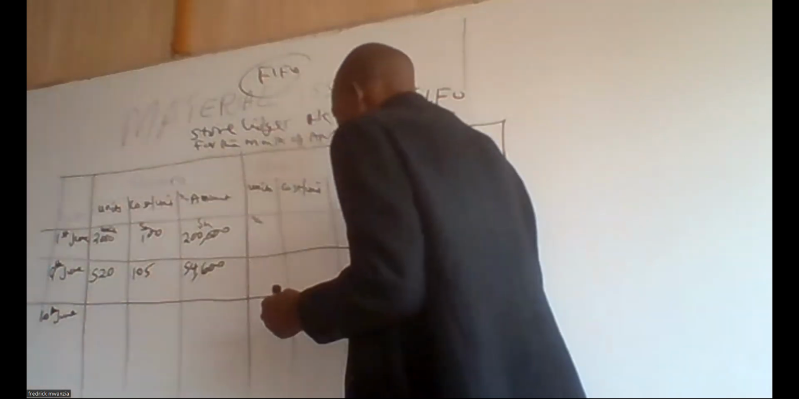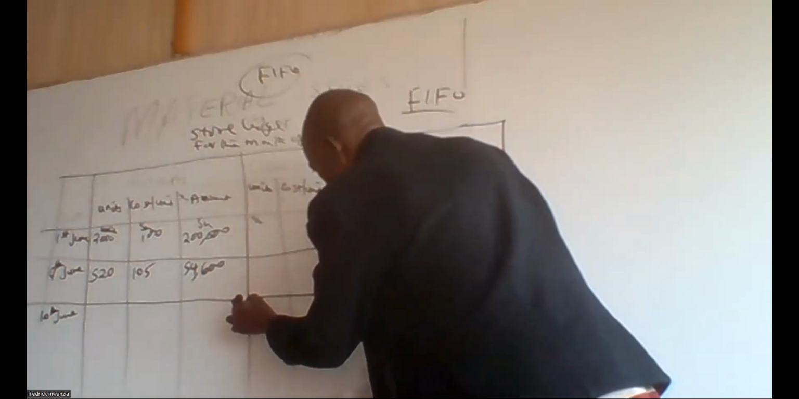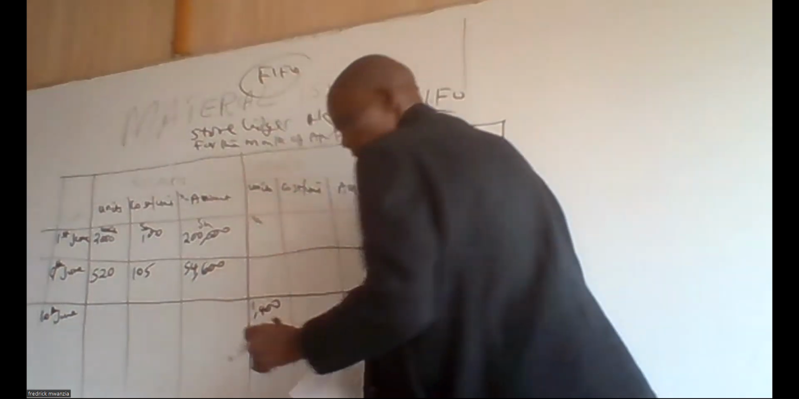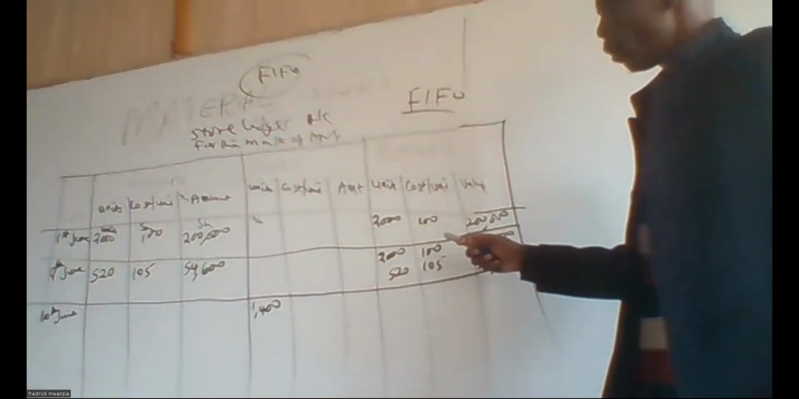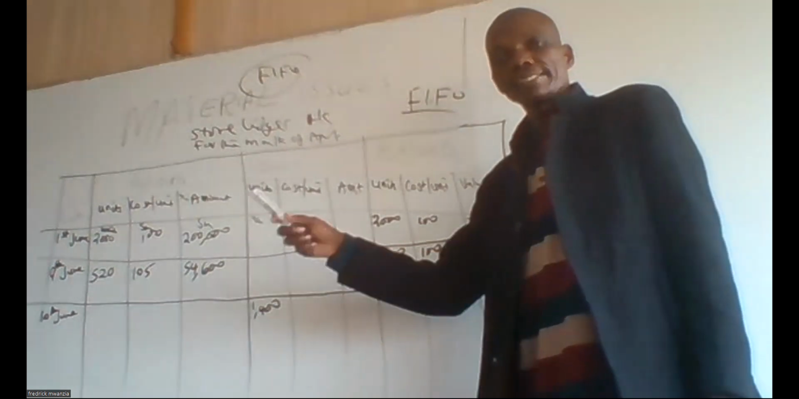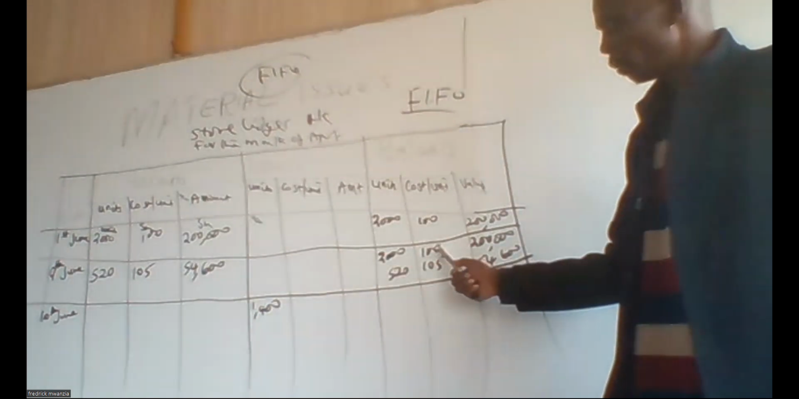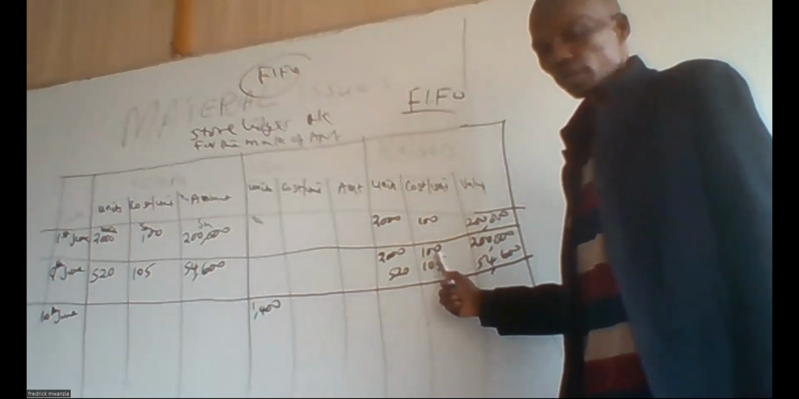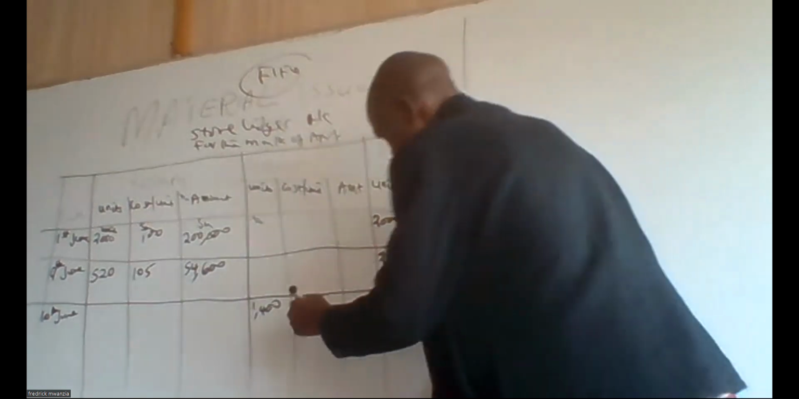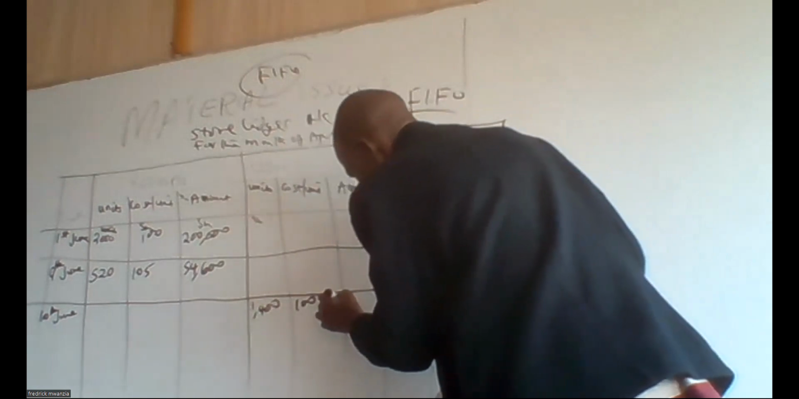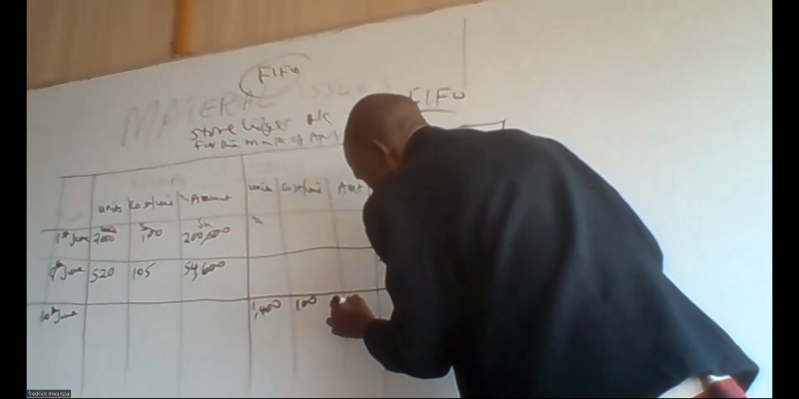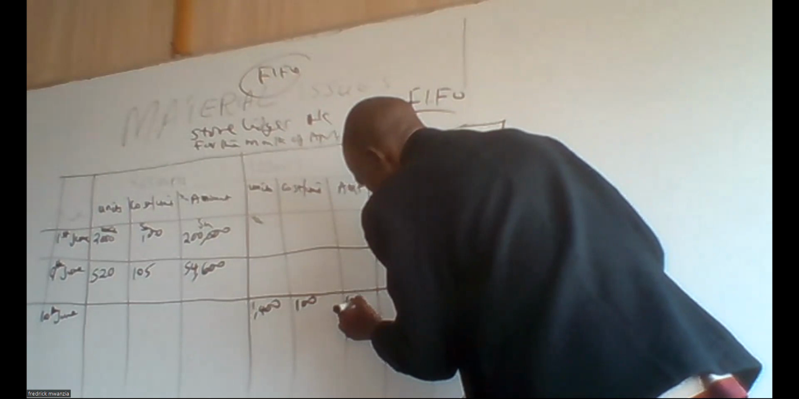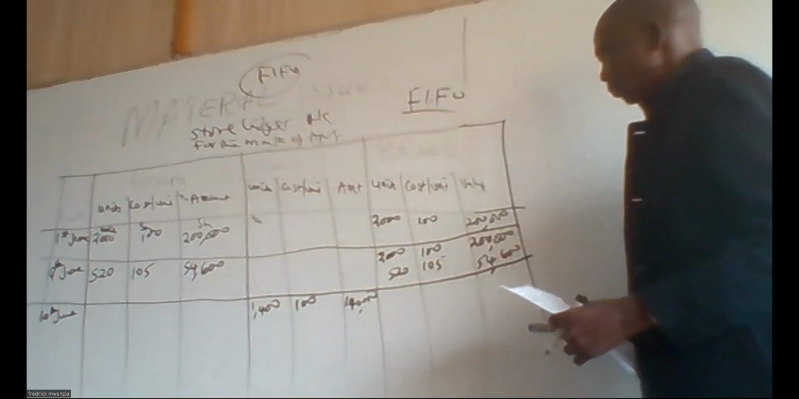And what is happening here? The issuing of 1,400 units. And what is the price that we're using? It is first in, first out. Therefore, this is what we're giving out. It is 100. So this is going to be 100. That gives you 140,000.